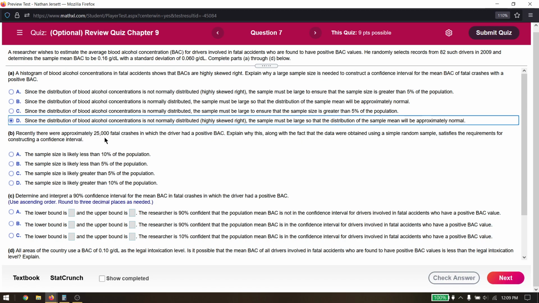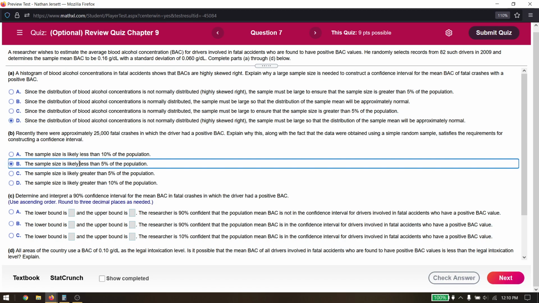Okay, recently there are 25,000 fatal crashes, a positive BAC. Explain why this, along with the fact, using simple random sample, satisfies the requirement. Okay, so the sample size is likely less than 5% of the population. Also, it's a simple random sample, so we have that, and then we also know that it's above 30, so we can use the confidence interval for this because it's a normal distribution, so likely less than 5% of the population.